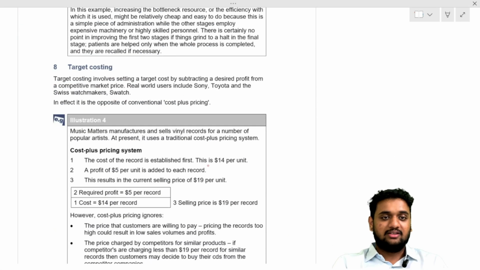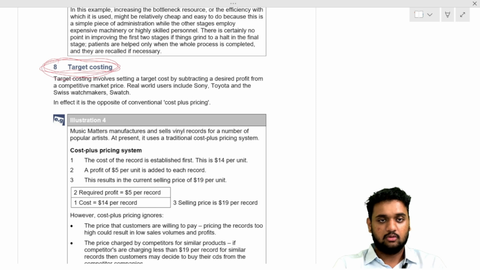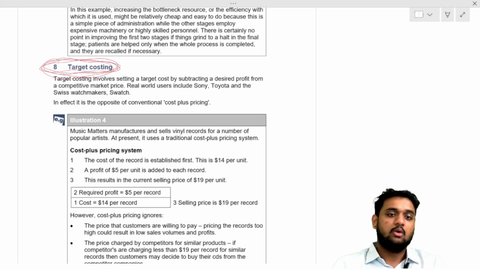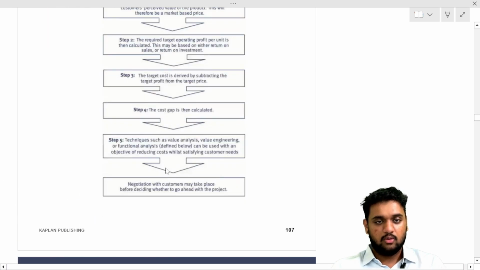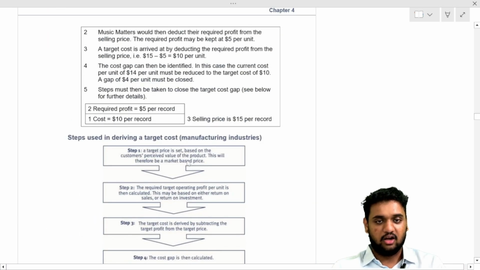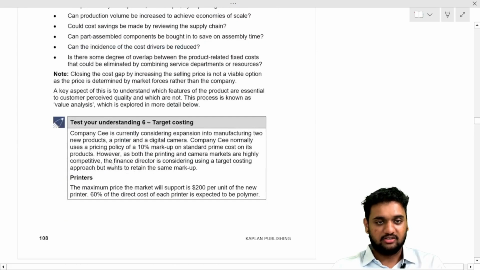Now we will proceed to our next concept called target costing. Once you finish target costing, I'll give you time to revise. Very easy concept, target costing. Once you complete this, I'll give you time to revise. Illustration number 4. Then we have steps, and all are not required. Cost gap.